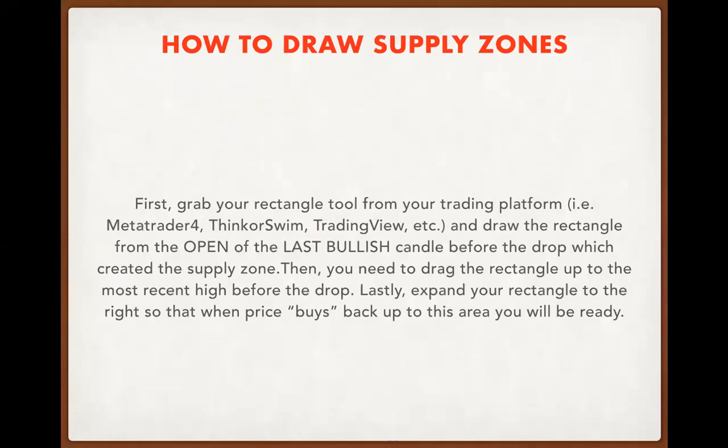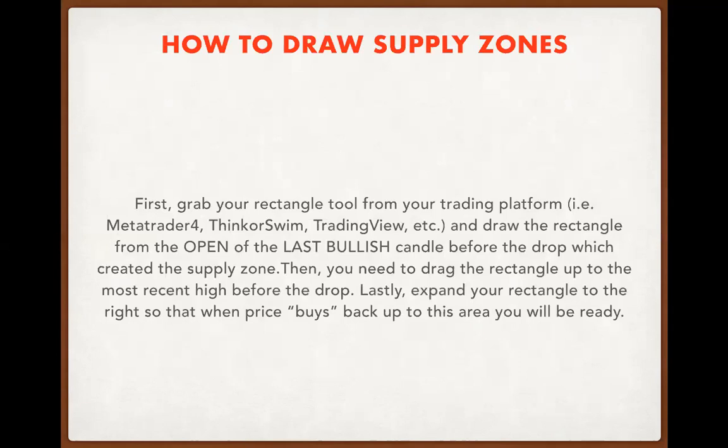I don't care what trading platform you use: MT4, Thinkorswim, TradingView, Investing.com, whatever. But you want to grab that rectangle tool. You want to draw the rectangle for your supply zones from the open of the last bullish candle before the drop, which created the supply zone.